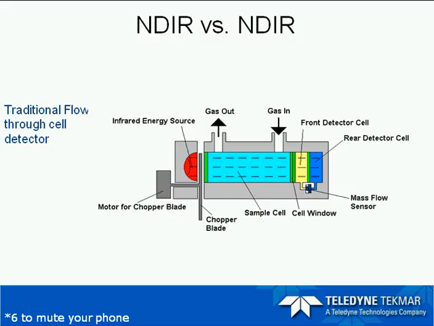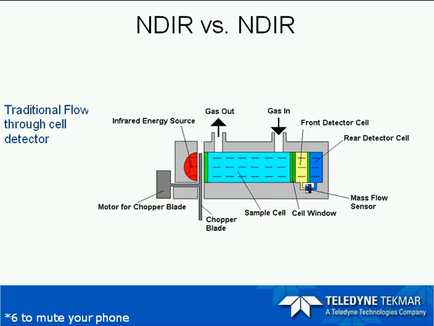That pulsing of energy is detected between the front and the rear detector cell by the mass flow sensor. That mass flow sensor then emits an electrical signal, which is what you saw before. You had time versus millivolts. It emits an electrical signal proportional to the magnitude of that flow. So when the flow is equal in the front and rear detector cells, you have a nice straight baseline.